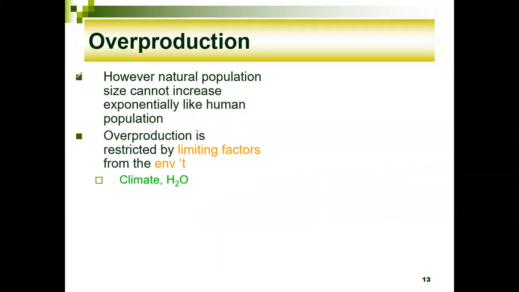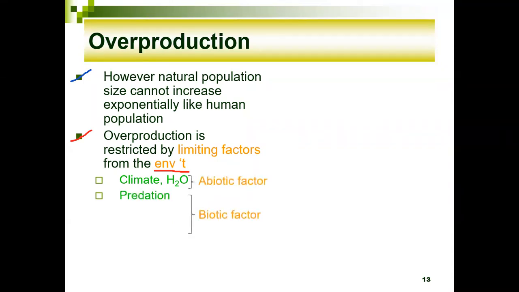So why can natural population size not increase exponentially like the human population? Because they cannot overproduce, because it's restricted by limiting factors. Why does the population size remain more or less constant? Because something causes them to die, right? And maintains the population size. What is that something? It's called the limiting factor that limits the population size. That comes from the environment. So what exactly are they?